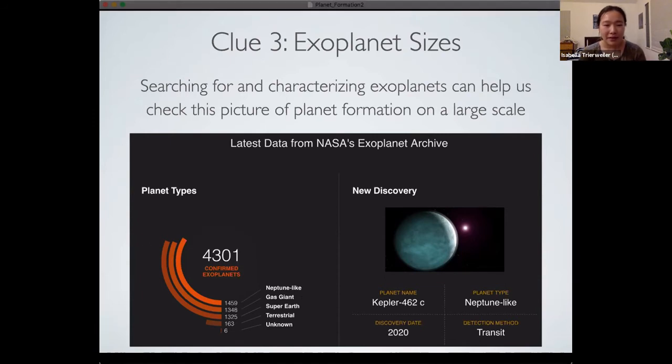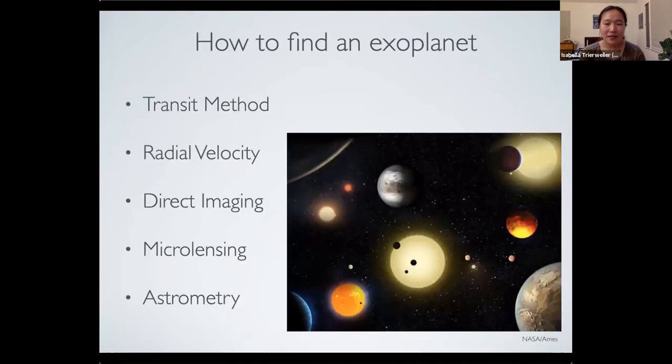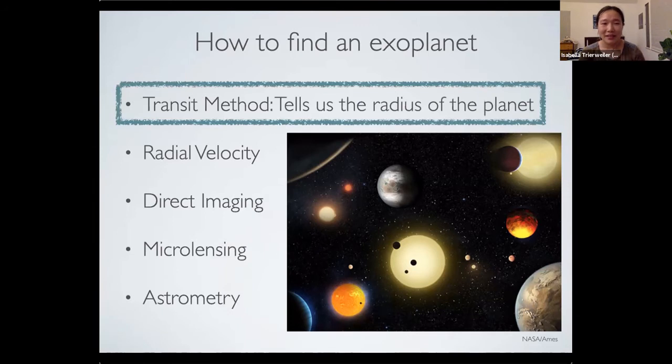So we want to use these 4,000 planets to see what we can learn about planet formation. And to do that, we need to figure out what we can actually learn from these exoplanets. And what we learn about an exoplanet really depends on how we find it. So there are lots and lots of different ways of finding exoplanets. I'm really just going to focus on this first method, the transit method. And the reason I want to focus on this one today is that it's going to tell us about the radius of the planet. And that's information that's proven to be really, really helpful in planet formation.